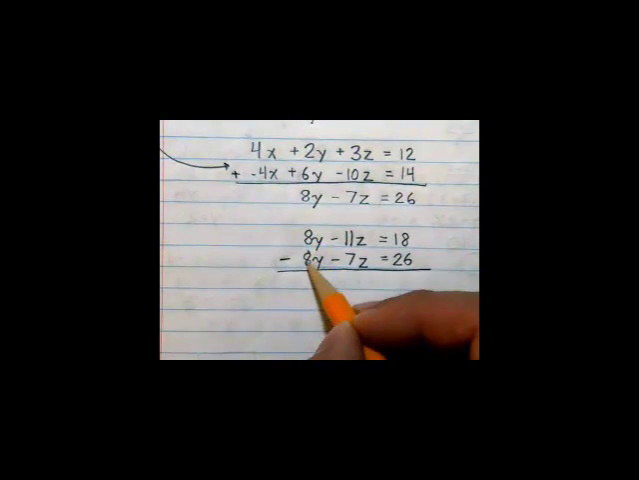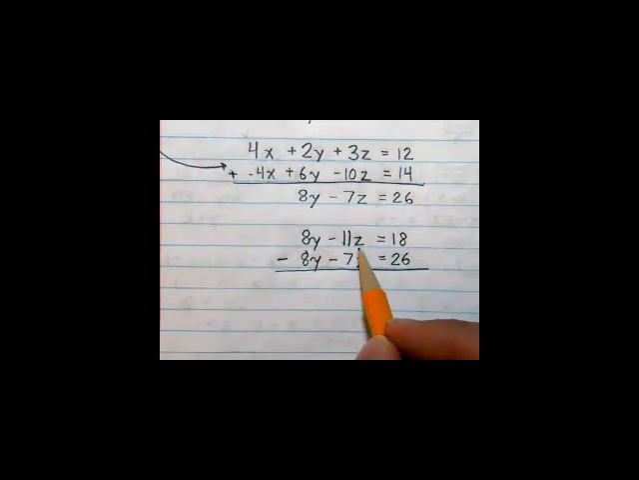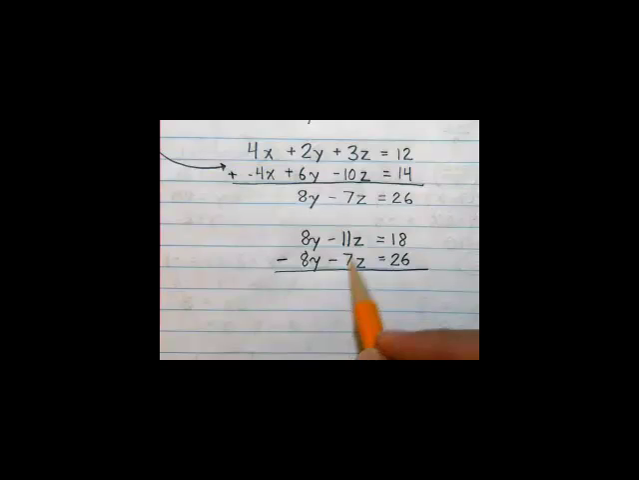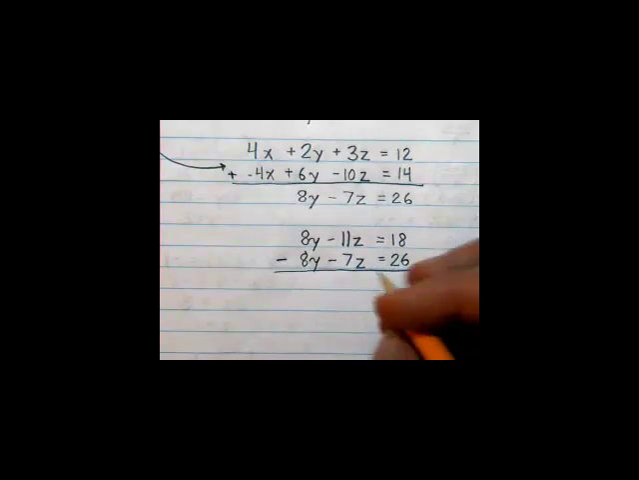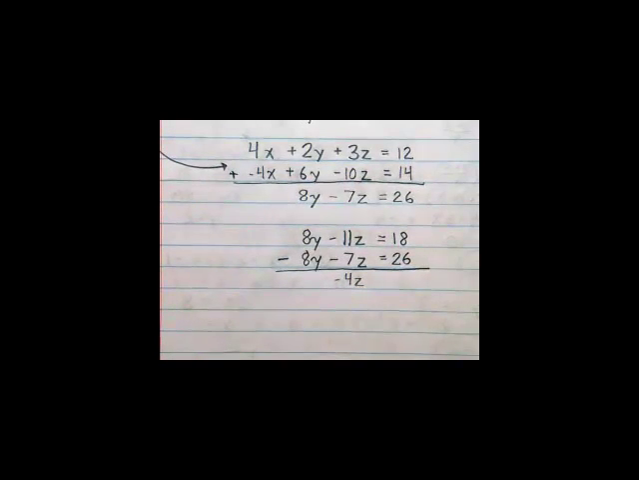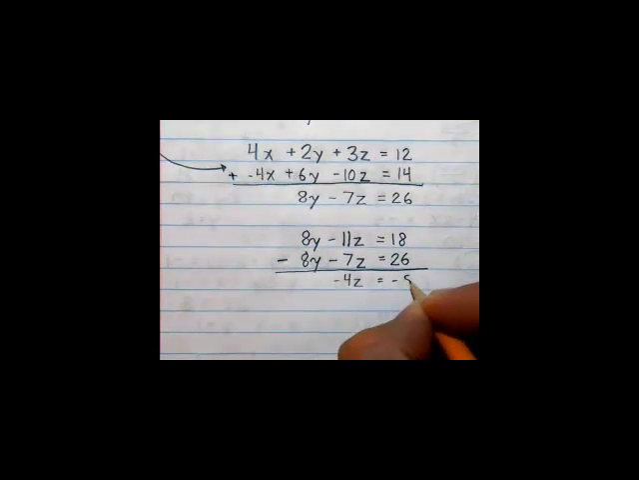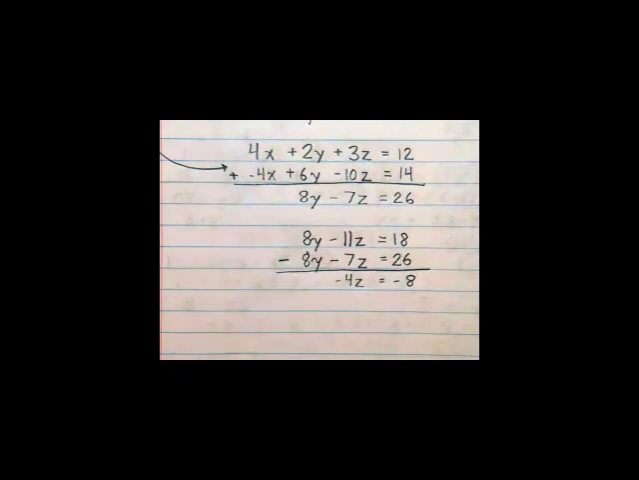So 8y minus 8y, gone. Negative 11z minus negative 7z. Negative 4z. Yep. Think of that as negative 11 plus 7, right? So that would be negative 4. And then 18 minus 26. Negative 8. Okay, so what's the value of z in this system? 2. We got it.